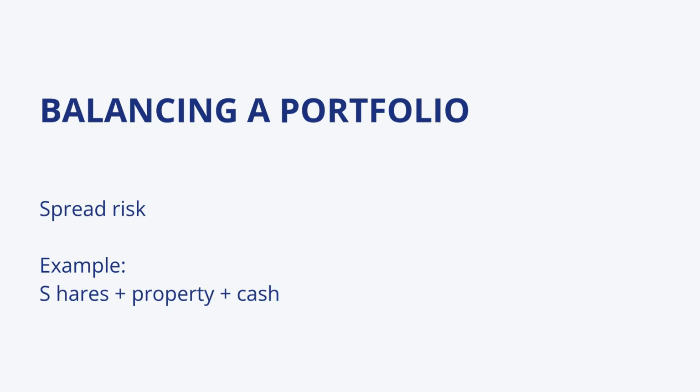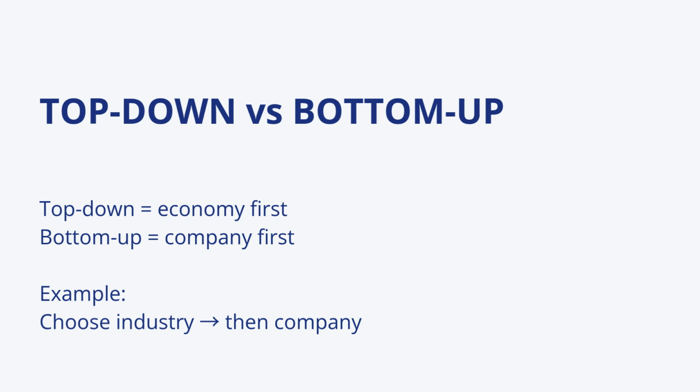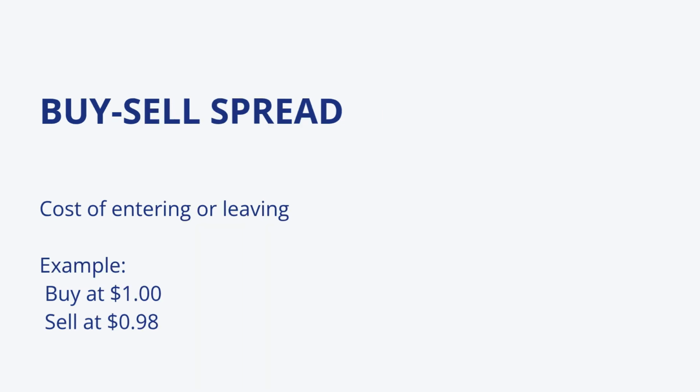Balancing a portfolio means spreading money across different types of investments, such as shares, property and cash, rather than relying on just one. Top-down investing starts by looking at the economy and industries before choosing companies. Bottom-up investing starts by analyzing individual companies first. A buy-sell spread is the difference between the price to buy and the price to sell an investment. For example, buying at $1 and selling at 98 cents represents a cost.